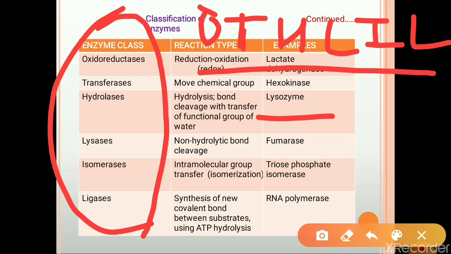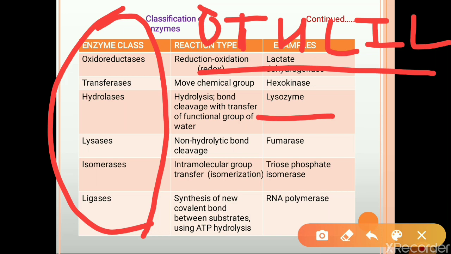A good example is fumarase. Here fumarase is present inside the Krebs cycle, and it helps to cleave some bond. There is also one example of lyase, the fructose bisphosphate aldolase. Here aldolase converts fructose 1,6 bisphosphate into two molecules, that is 3-phosphoglyceraldehyde and dihydroxyacetone phosphate.